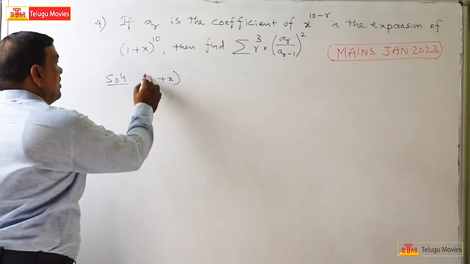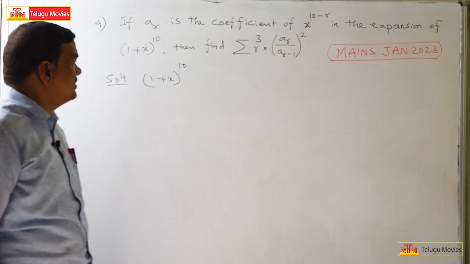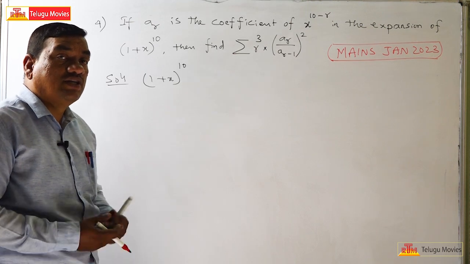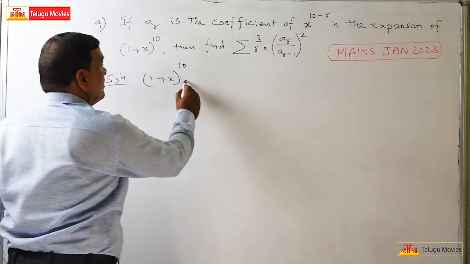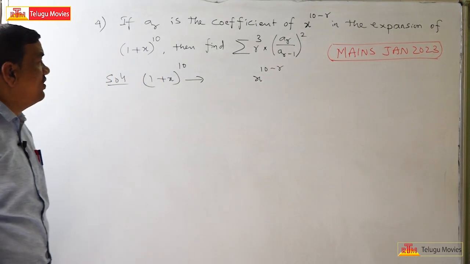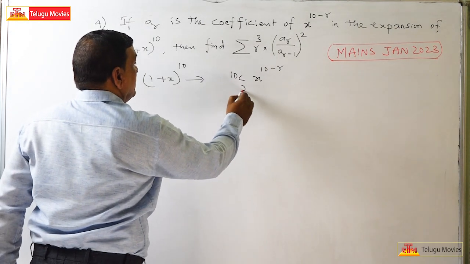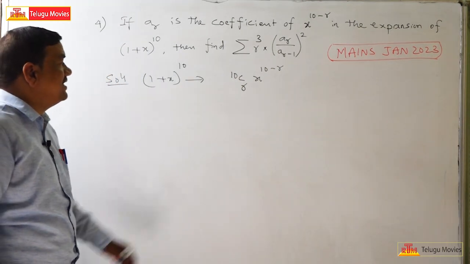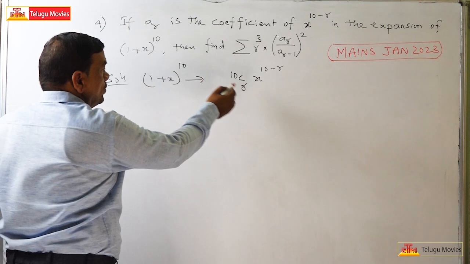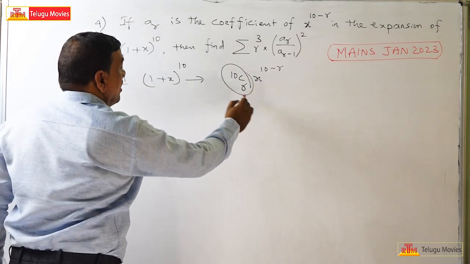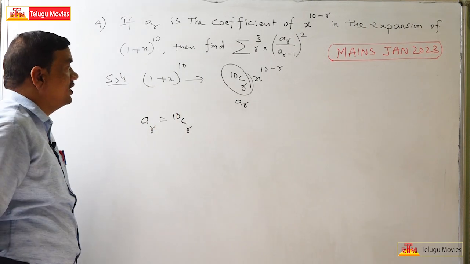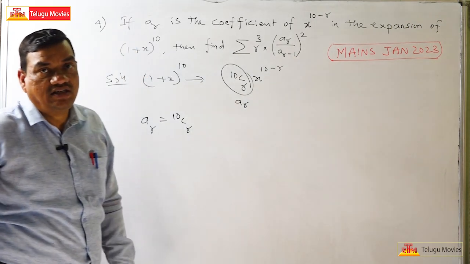It is a binomial expansion. When the binomial (1 plus x) to the power of 10 is given, what will be the coefficient of x to the power of 10 minus r? Where you will get x to the power of 10 minus r, we will get here 10 C r, that is 10 C r into x to the power of 10 minus r. This is given as a_r. Therefore, a_r is equal to 10 C r. Understand? a_r is equal to 10 C r.